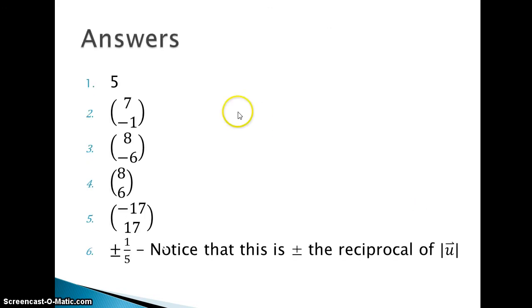All right, so let's take a look at the answers. You should have gotten these answers. If you didn't, go double check your work. Hopefully I didn't make any mistakes. I do want to talk about number 6. When we took the magnitude of u, which was question 1, we got 5. And then the scalar k that we had to multiply by to get a unit vector, it turned out that we could get either plus or minus 1/5, which is the reciprocal of the magnitude of u. We will see this fact again. This is very important.